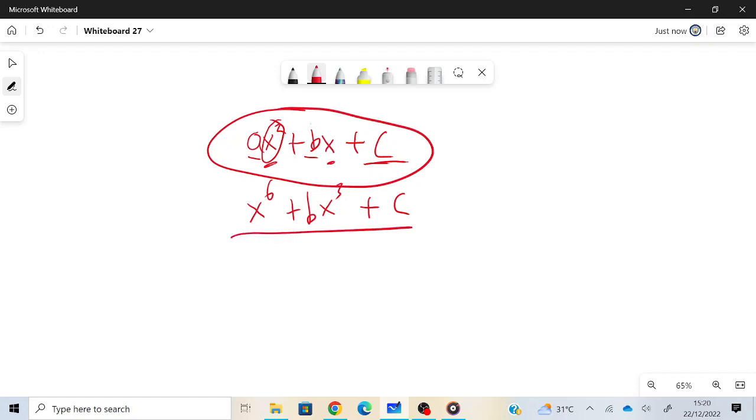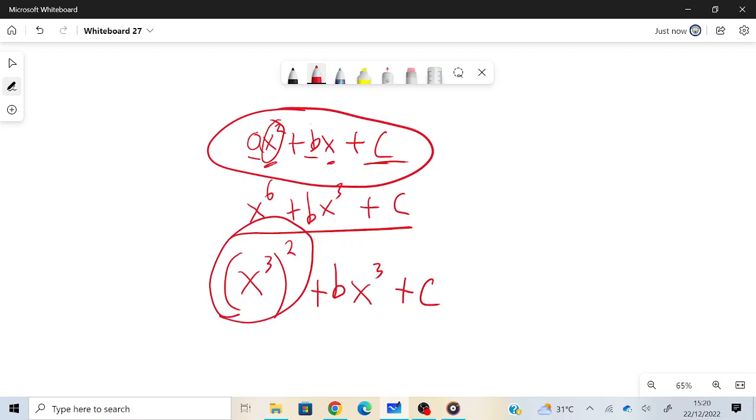So for example, for this one, we can express this instead like this: x to the power of 3 all squared plus bx to the power of 3 plus c. And we know that x to the power of 3 all to the power of 2 is the same as x to the power of 6 using your law of indices, because 3 would multiply by 2.